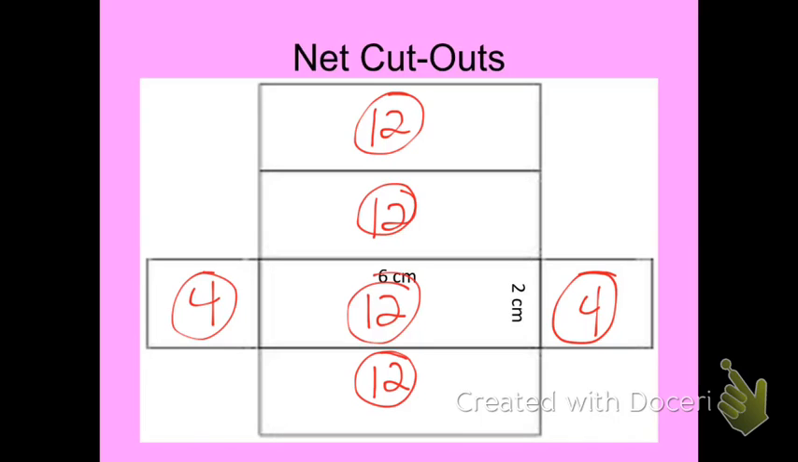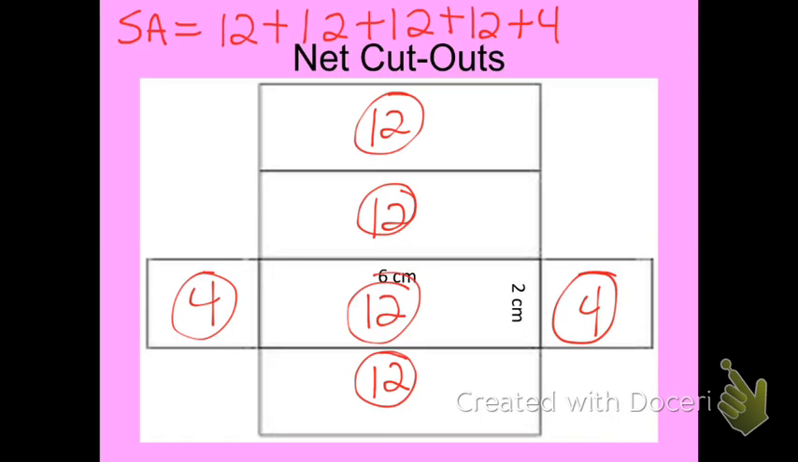Now, you can add it in any way you want to. But the surface area is going to be the total of, and by the way, SA is what we write. SA stands for surface area. So write SA equals, and we have 12 plus 12 plus 12 plus 12. That's 4 12s, right? And then what else? Plus 4 plus 4.